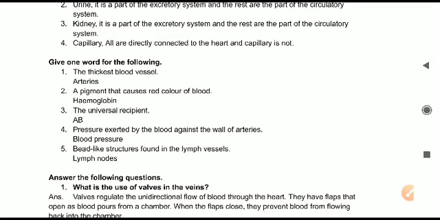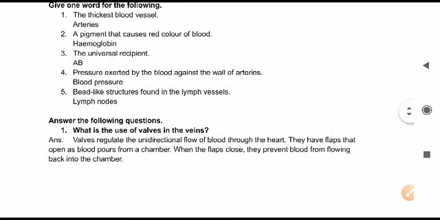Second now, a pigment that causes red color of the blood. So red color is caused by the pigment called hemoglobin. Universal recipient is blood group AB. Question 4, pressure exerted by the blood is called blood pressure. Number 5, bead-like structures in lymph vessels. So bead-like structures are lymph nodes.